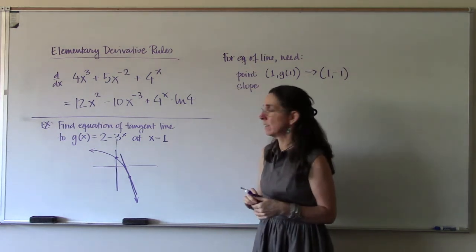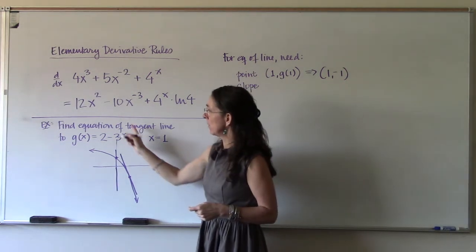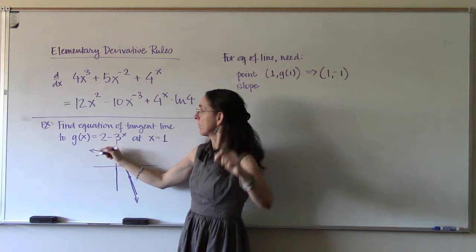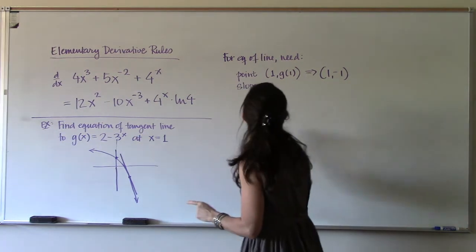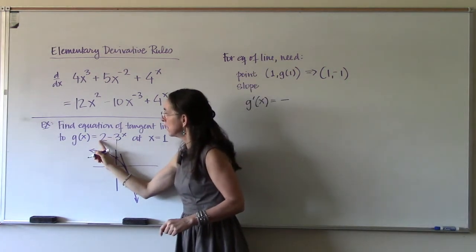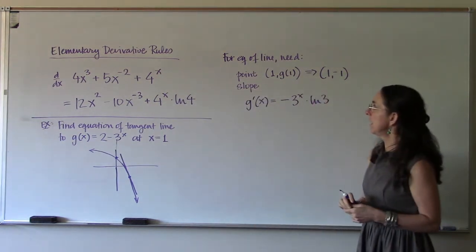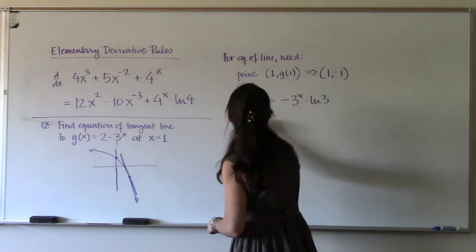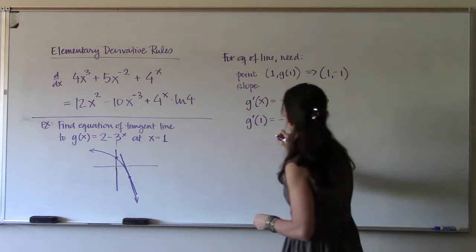The slope is what we get when we take the derivative and then plug in x is equal to 1. So when we differentiate this, the derivative of 2, the derivative of a constant, is 0, right? And the derivative of 3 to the x is 3 to the x times the log of 3. So g prime is negative because of the negative right here. 0 minus, then we'll get 3 to the x times the log of 3. And the slope at this particular point, we want to evaluate this when x is equal to 1. So g prime of 1 is negative 3 to the first times the log of 3. So negative 3 logs of 3.